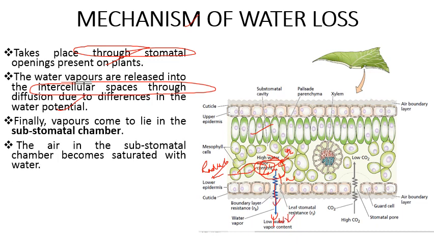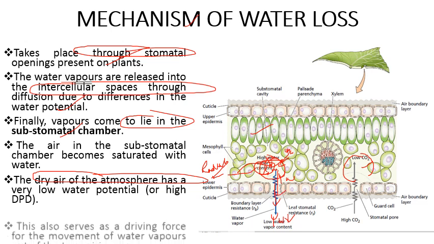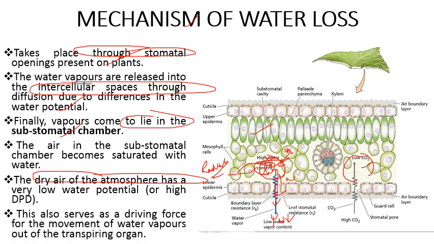Finally, water vapors come to lie in the substomatal chamber. So this is the stomatal chamber. यहाँ पे lie करता है पानी in the form of vapors, and the dry air of our atmosphere has very low water potential. जो air है उसका water potential कम है. So simply this water moves outside through the process of diffusion. This also serves as a driving force for the movement of water vapors out of the transpiring organ. So this is the basic mechanism behind the process of transpiration.